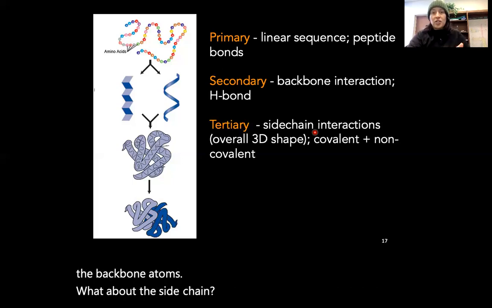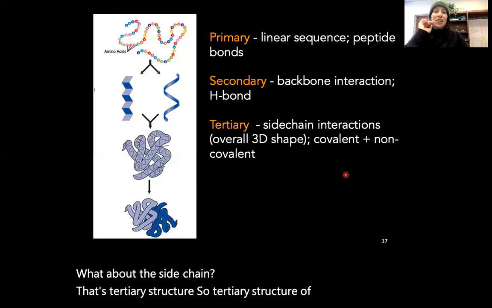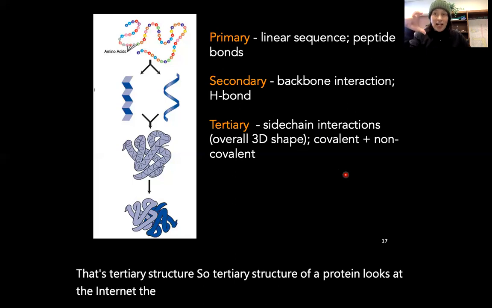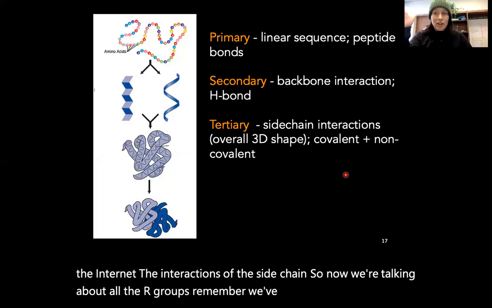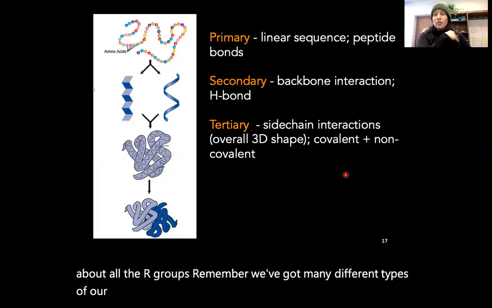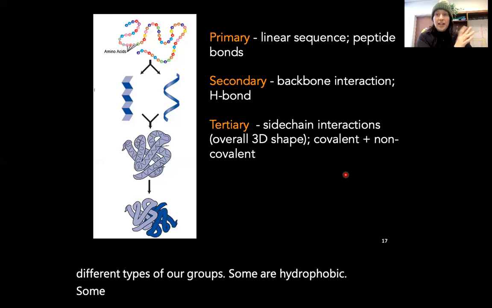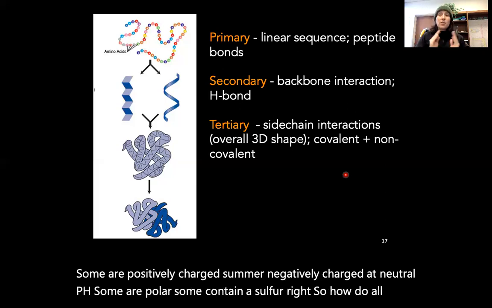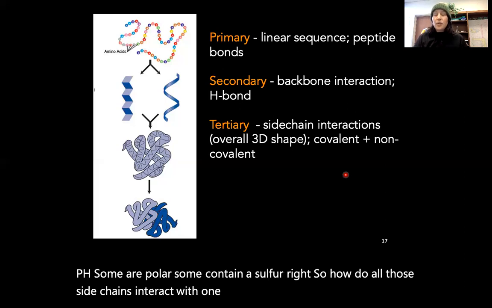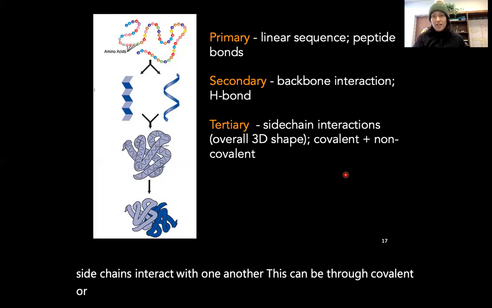That's tertiary structure. Tertiary structure of a protein looks at the interactions of the side chains. So now we're talking about all the R groups. Remember, we've got many different types of R groups. Some are hydrophobic, some are positively charged, some are negatively charged at neutral pH, some are polar, some contain a sulfur, right? So how do all those side chains interact with one another? This can be through covalent or non-covalent bonds.